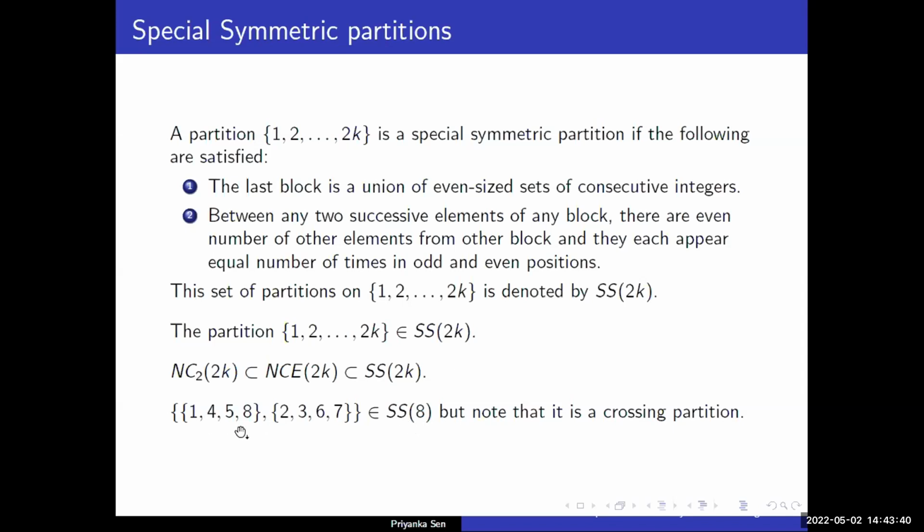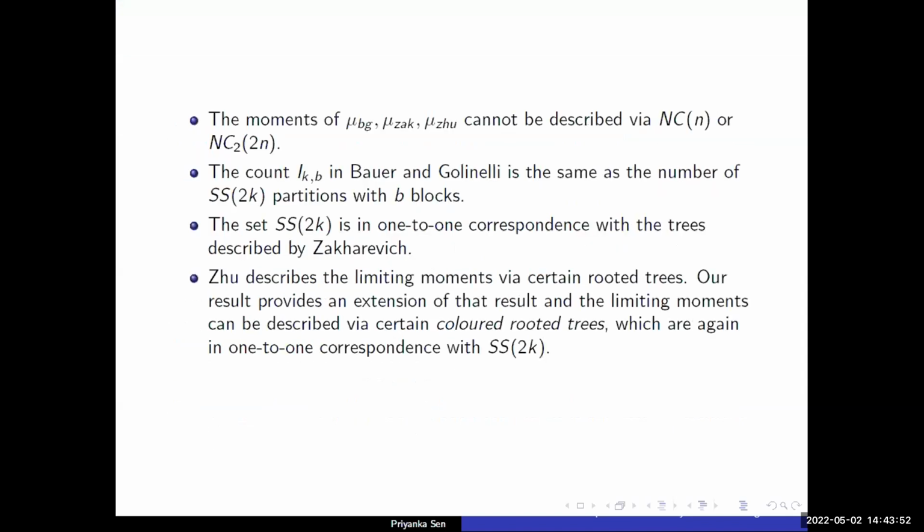Like this partition 1, 4, 5, 8, 2, 3, 6, 7 is indeed a crossing partition, but is a member of SS2K, and hence consequently does contribute to the limiting moments of the Wigner case. So, as we see, the moments of the Bauer-Volonelli, Zakharovich, and Zhu types could not be described by non-crossing partitions. However, there is a one-to-one correspondence between the normalized 2K-plates of trees that were found in Bauer and Volonelli, the trees that were considered by Zakharovich, and SS2K.